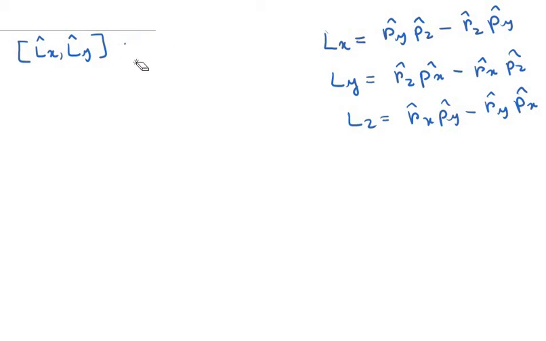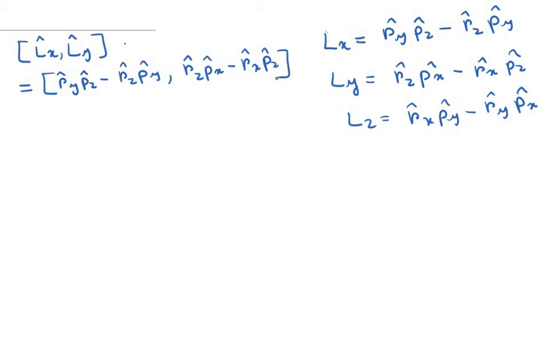Let me write in the line below. So Rypz minus Rzpy, and the commutator with Ly is basically Rzpx minus Rxpz. Okay, so this is the commutator of Lx and Ly, and this part is basically equal to the commutator.